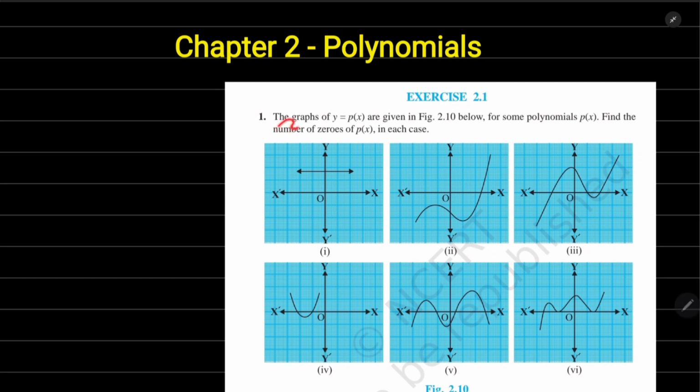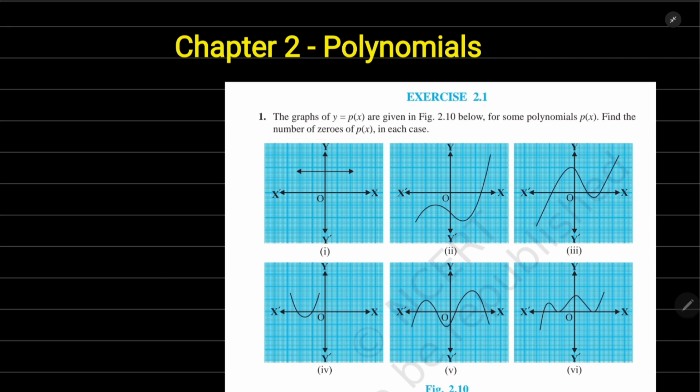The question is, the graph of y equal to p of x are given here. Okay, so the graphs of y equal to p of x is given below, for some polynomials p of x. So what is p of x? P of x is a polynomial. Find the number of zeros of p of x.